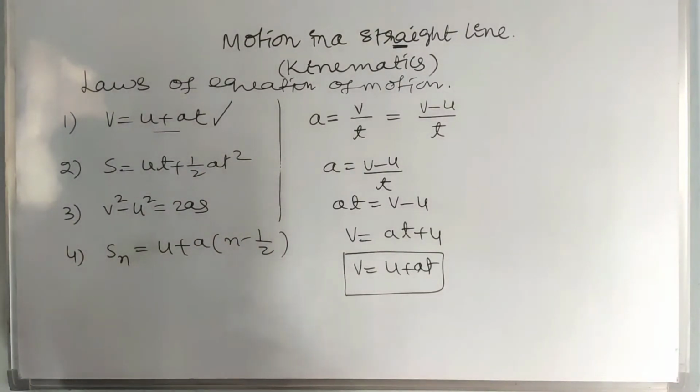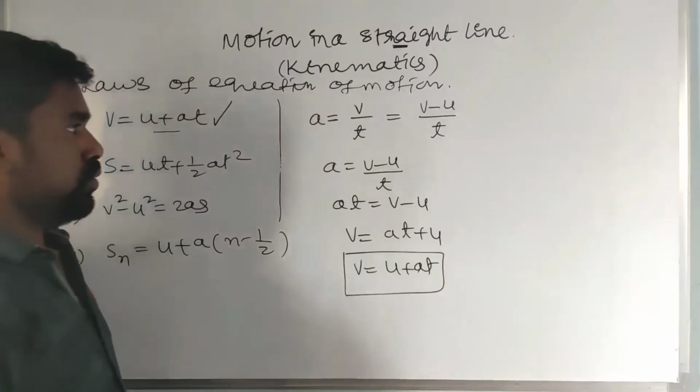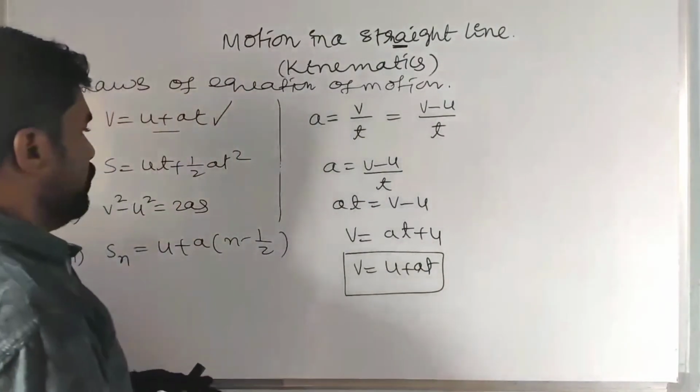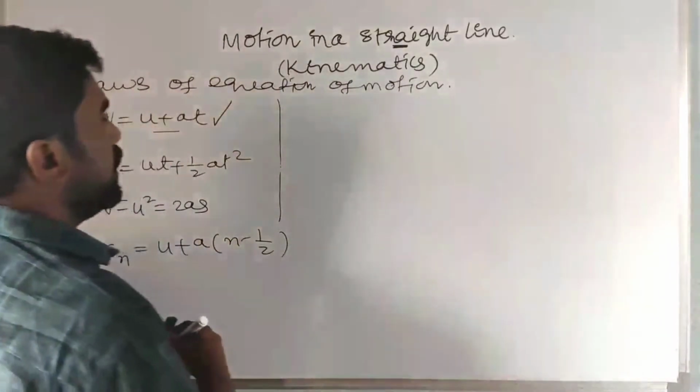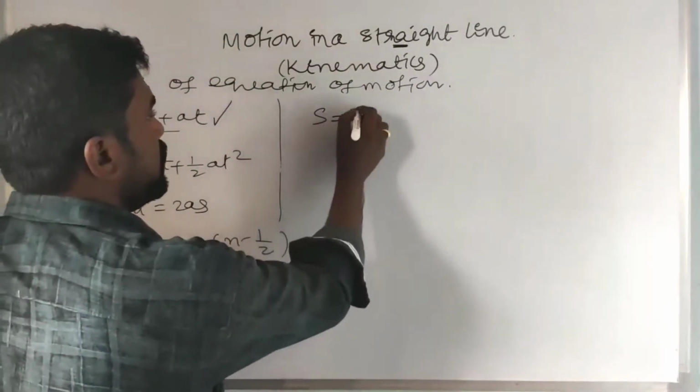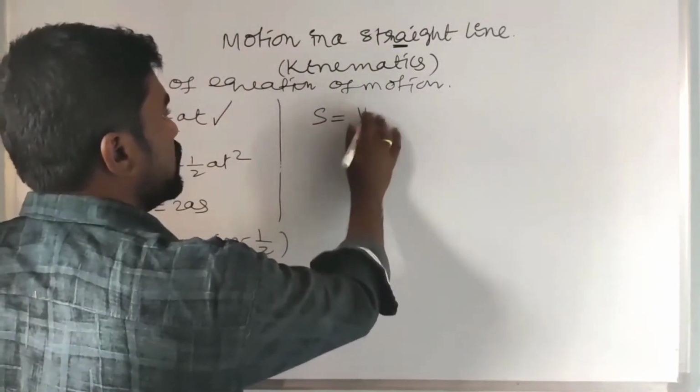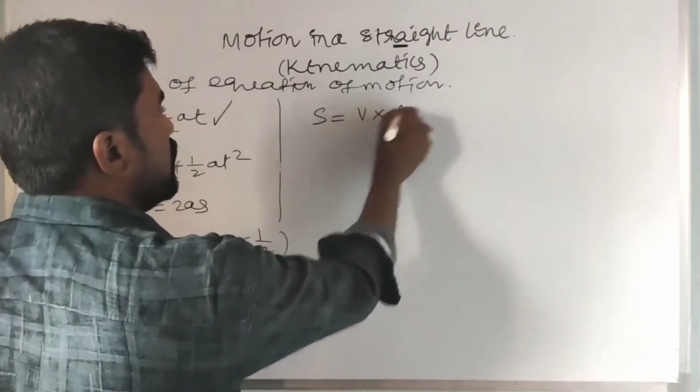V is equal to U plus AT. So remember this one, V is equal to U plus AT. Now you have to derive one more equation. From the displacement of the particle, where displacement S is equal to velocity into time. So what is the velocity here?